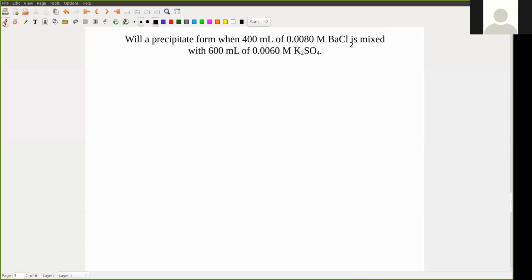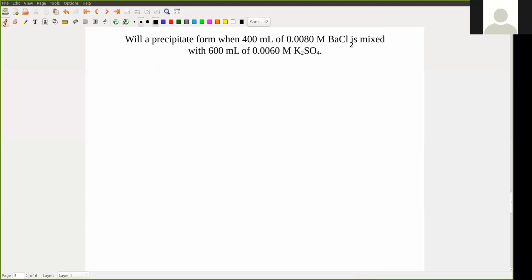Hello, my name is Robert Smith, and I'm with New River Community College, and today we are looking at one of the fundamental questions involving solubility equilibria. In other words, that question is, when will a precipitate form?